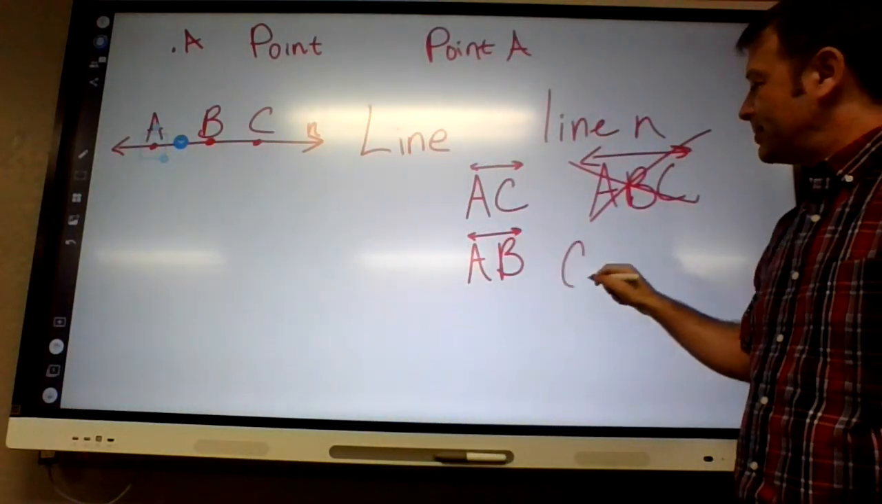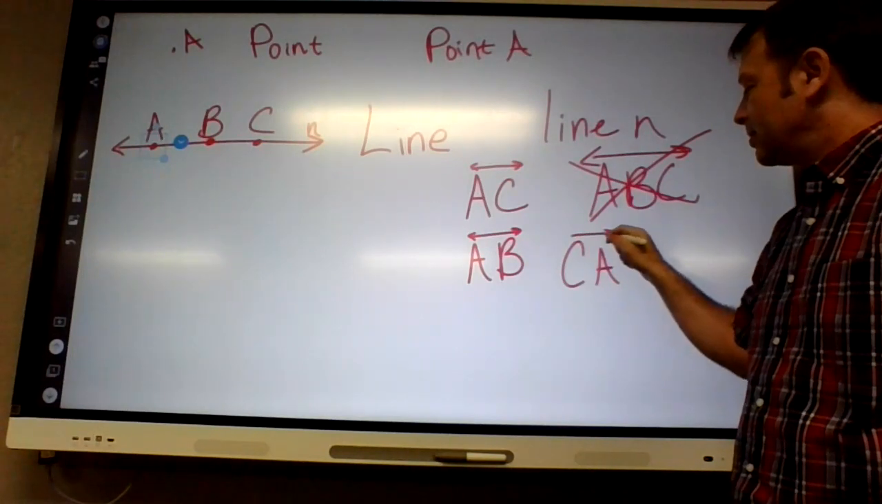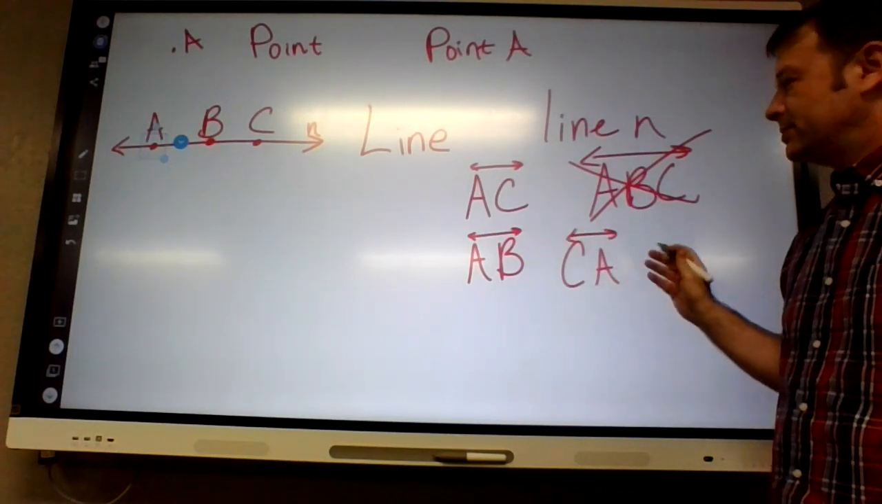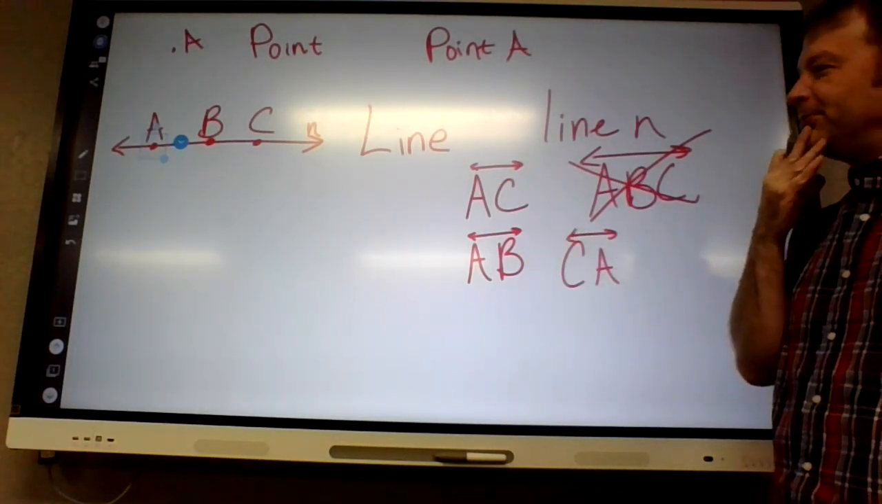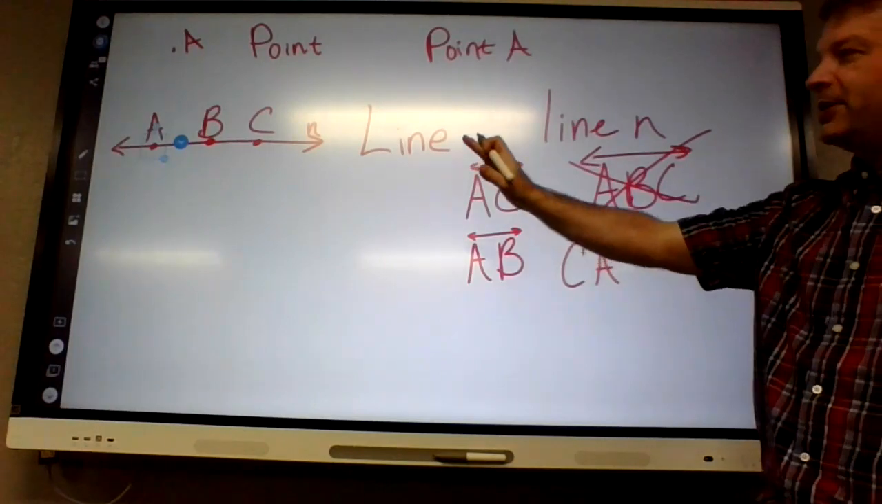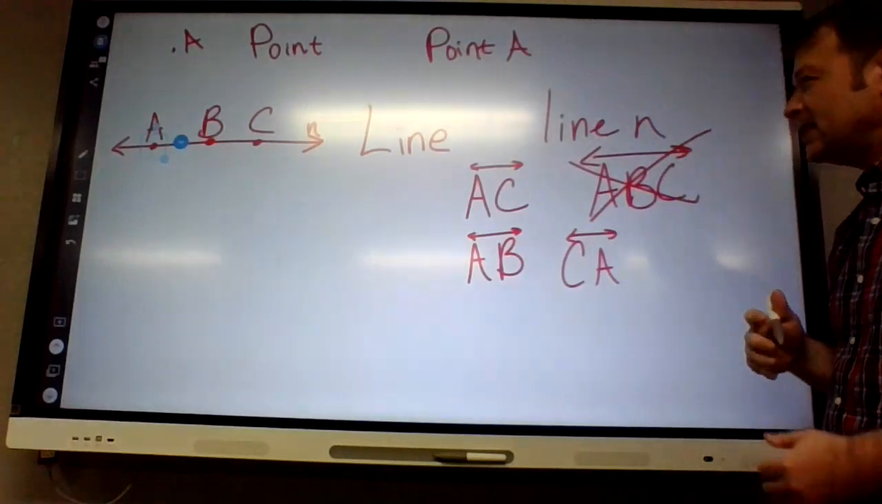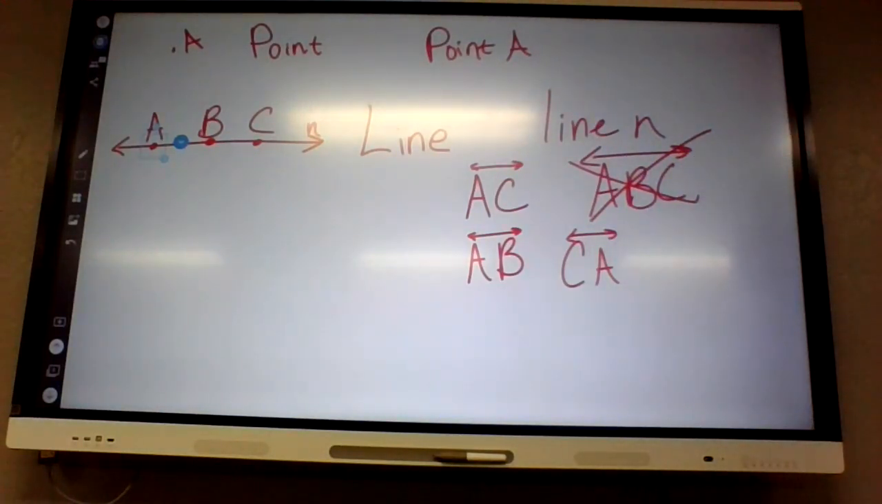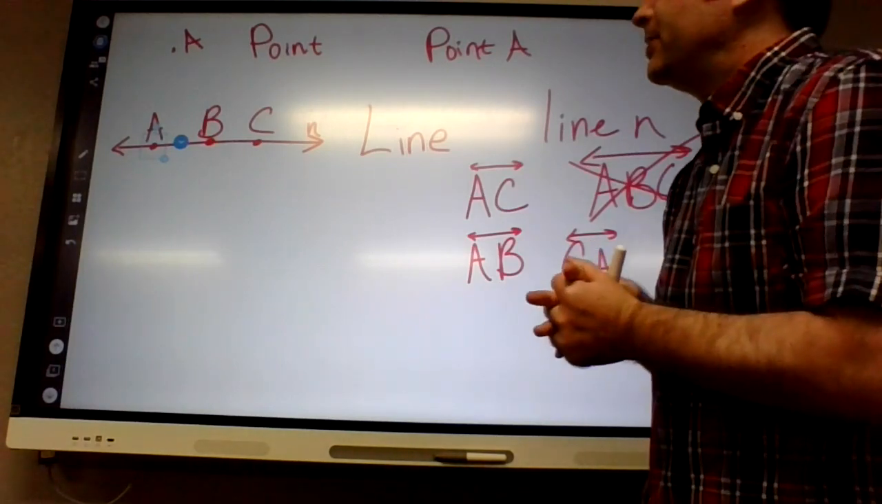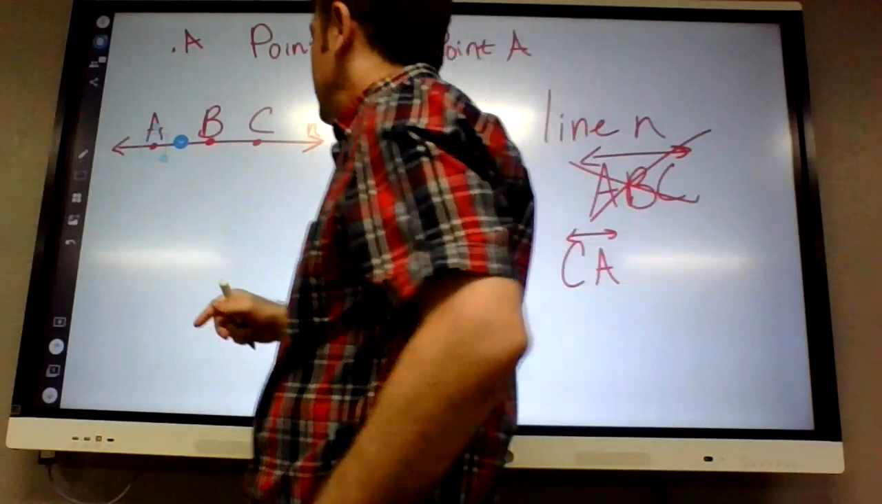Is AC the same thing as CA? Yes. There's no order. We're just talking about this line. There's not like a left, right, right, left. Okay, lines, like points, don't have any thickness to them, so they're impossibly thin.